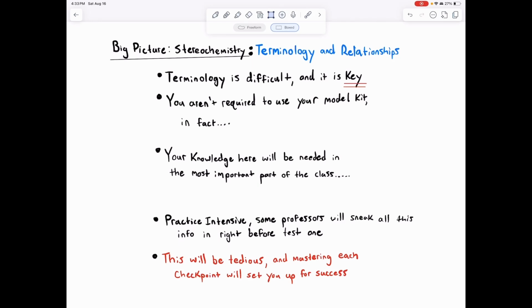Here for Stereochem, and this is where the class amps up a little bit. If I were to summarize what you are being tested on in stereochemistry, you are tested on terminology and relationships. And the terminology in this unit in particular is intense, but it is really, really important that you lock it in. So we are going to go through the baby steps of all the terminology. We are going to make it make sense.